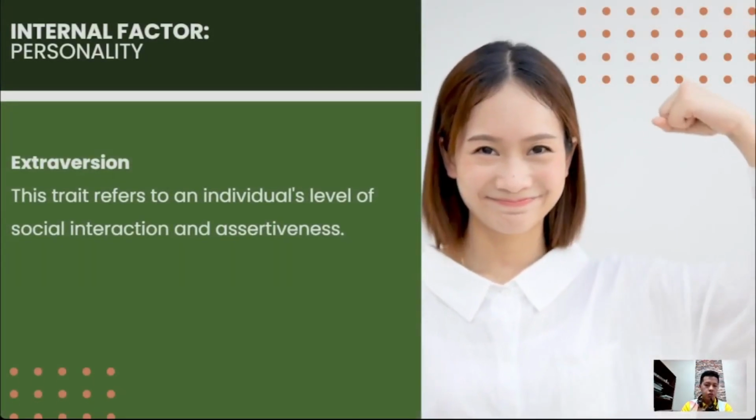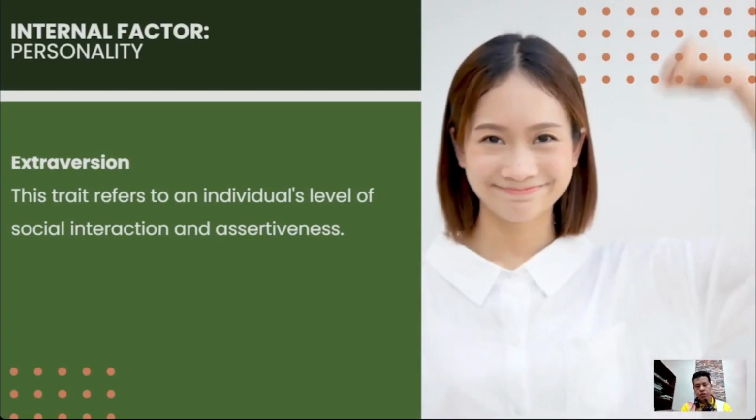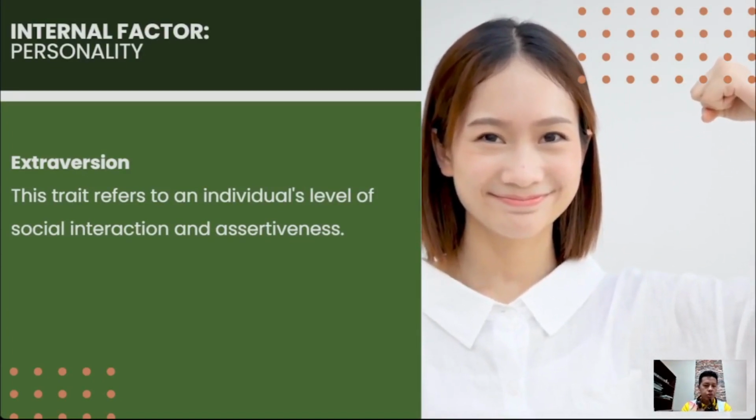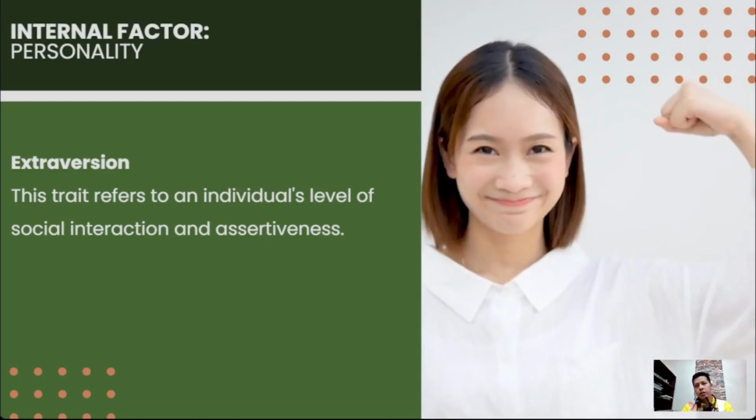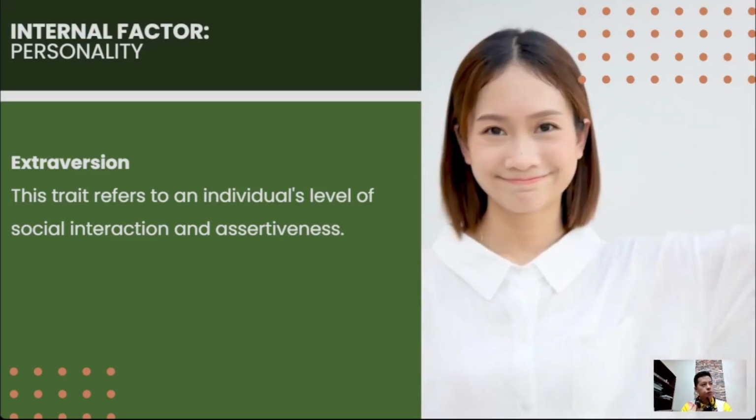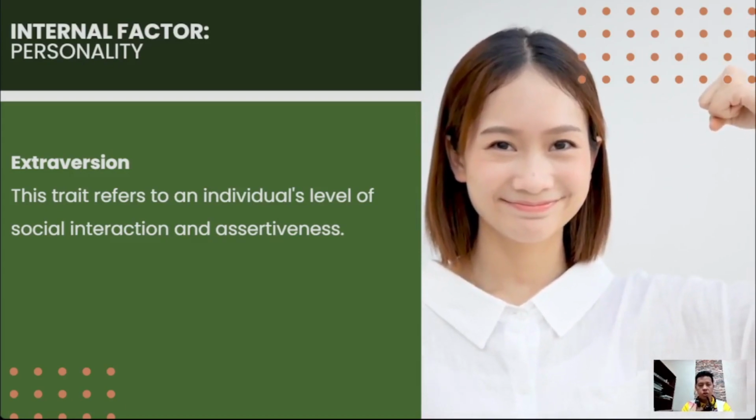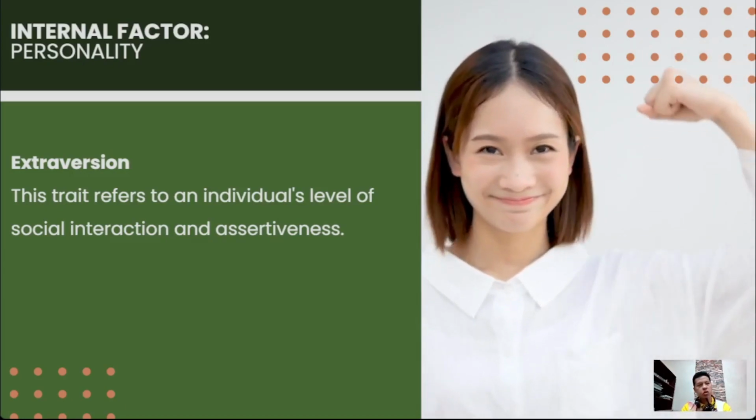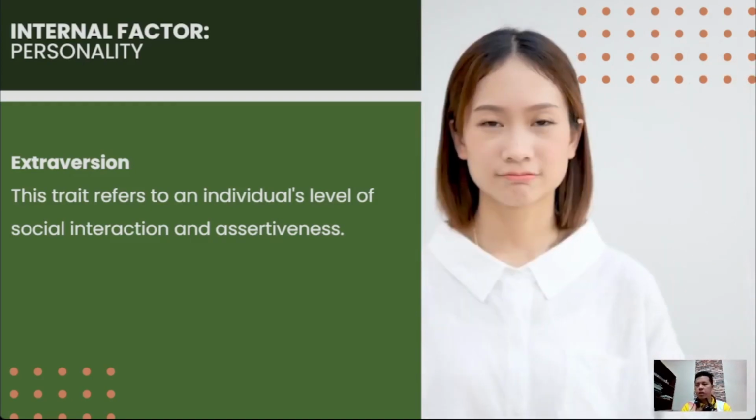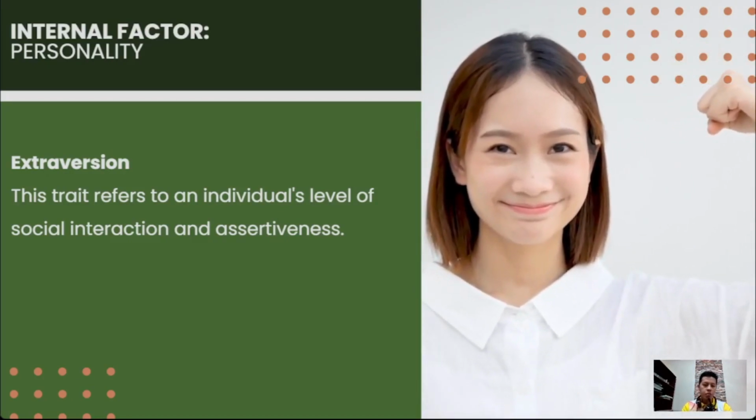Next, we have extraversion. This trait refers to the individual's level of social interaction and assertiveness. How assertive are our customers? How do they interact with the people around them? This is a very important factor. We have to understand how our consumers behave in terms of their social interaction, because it could be something that we can use when devising different marketing strategies that may target these specific people.